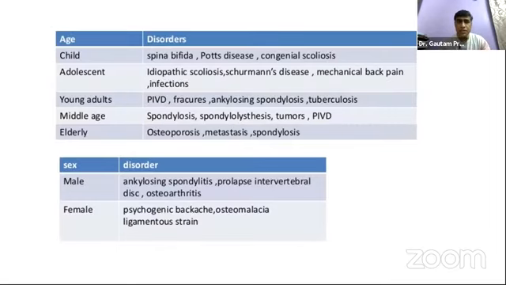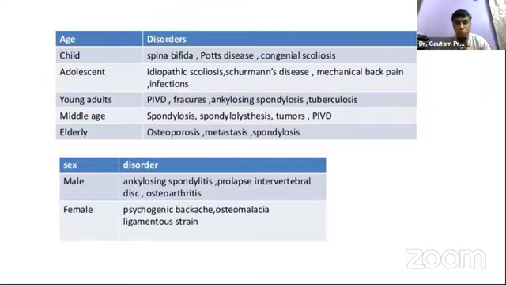Now, in terms of age, there are conditions like scoliosis or spina bifida, which we come across more in a child. In adolescents, usually they present with scoliosis, Scheuermann's disease, or mechanical back pain, and at times with infection. Young adults can present with disc fracture, ankylosing spondylitis, or infection, and middle age with listhesis, spondylosis, tumors and disc problems. And in the elderly, one should always be suspicious about severe pain occurring because of trivial trauma, which might be because of an osteoporotic fracture or a metastasis.